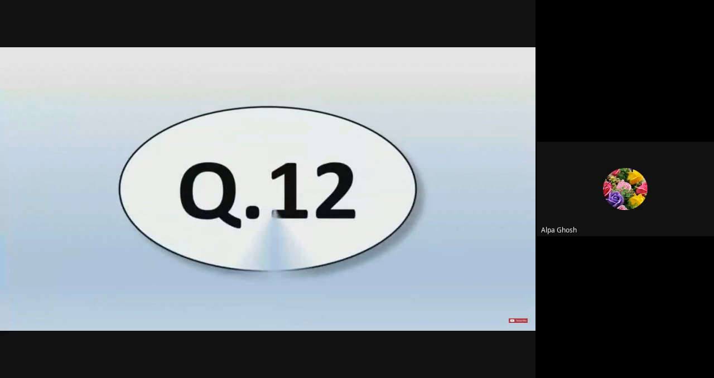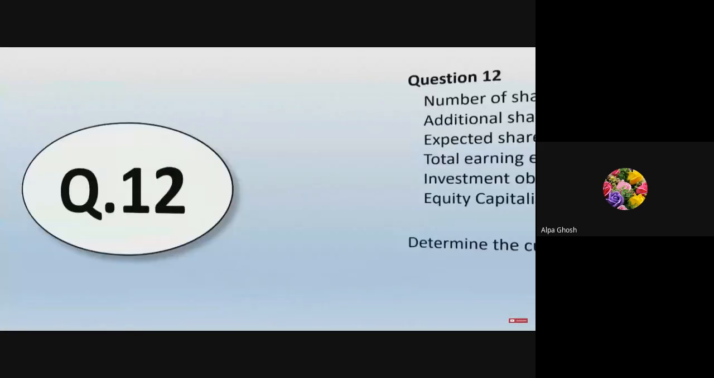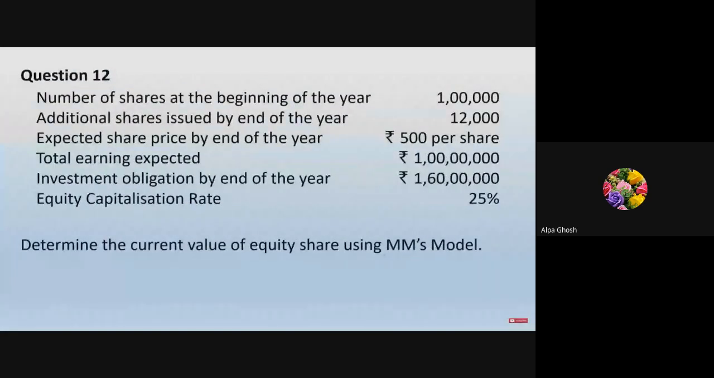Right now let us take up question number 12. Let us read this question. It says number of shares at the beginning of the year is 1 lakh shares. Additional shares issued by end of the year is 12,000 shares. Expected share price by end of the year is rupees 500.